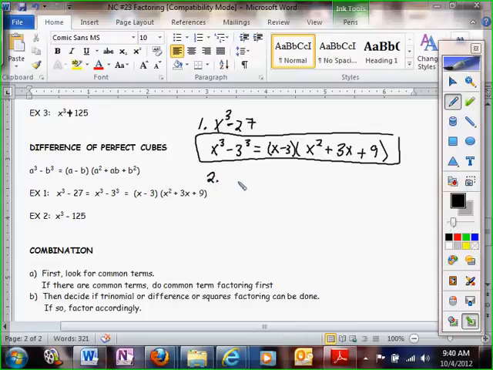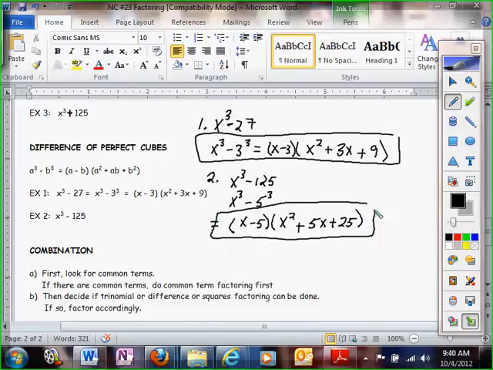Last example for difference of cubes, I have x cubed minus 125, which I can rewrite as x cubed minus 5 cubed. So it's the first term minus the second, which is x minus 5. Then it's going to be the first term squared, which is x squared, plus the first times the second, which is 5 times x, which is 5x, plus the last term squared, which is 5 squared, which is 25. That's my answer.